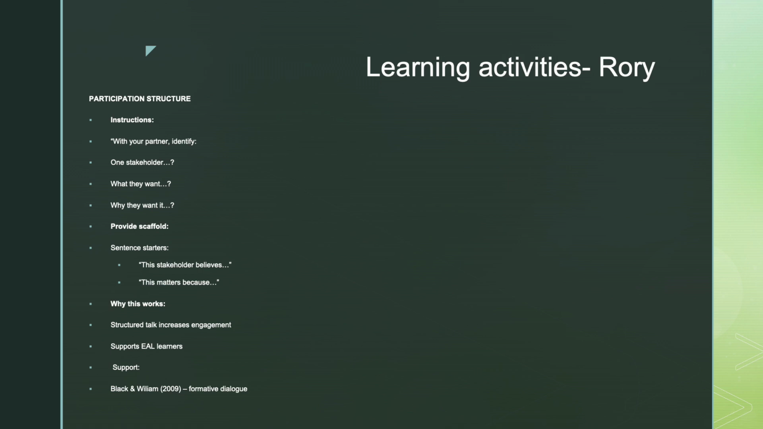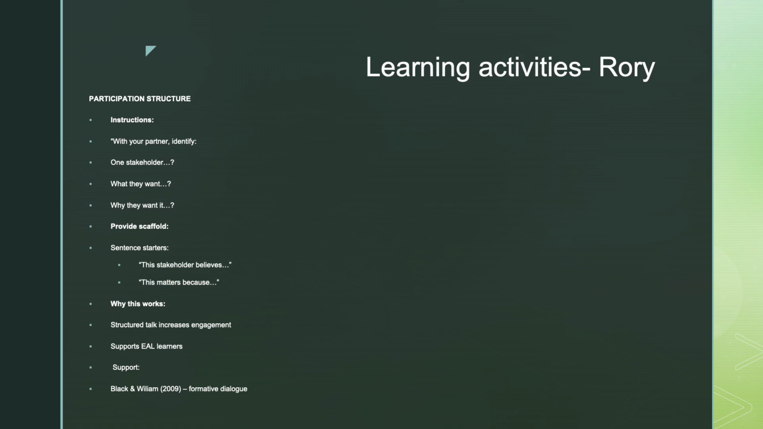So with your partner, I'm going to get you to identify one stakeholder related to wild horse management. Don't forget there are examples up on the slides, so you can choose between the national park rangers, conservation groups, local farmers, the local Indigenous community, and tourism operators. And I want you to explain what that stakeholder wants and why they want it.